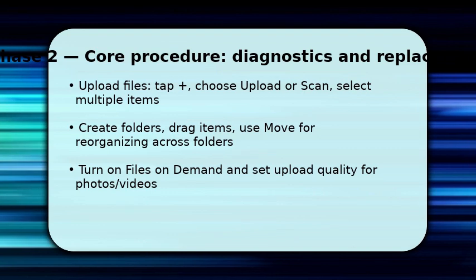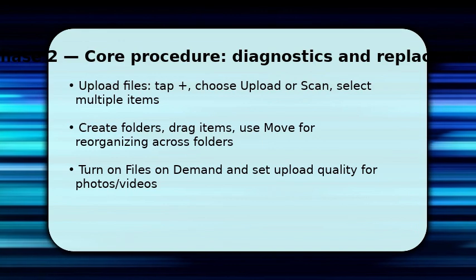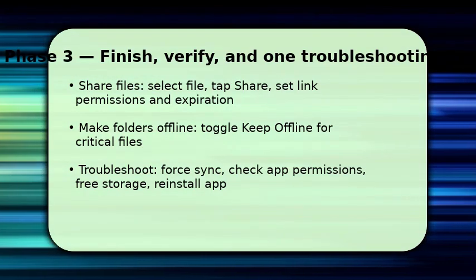Turn on Files on Demand to save local space while still seeing cloud placeholders, and set photo upload quality to high or standard depending on storage limits. Once this is set, your library syncs across devices automatically. You finish by sharing and ensuring access.